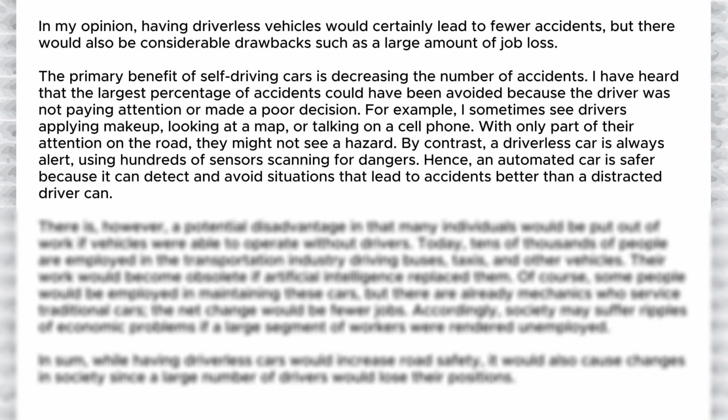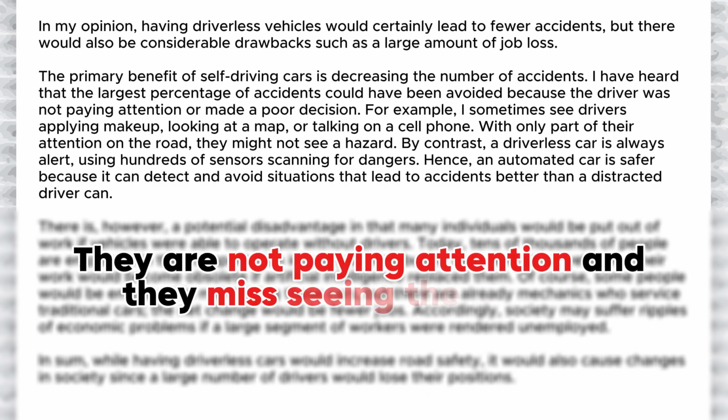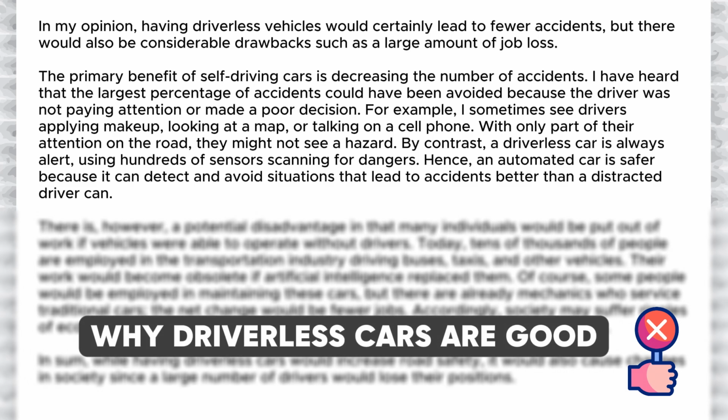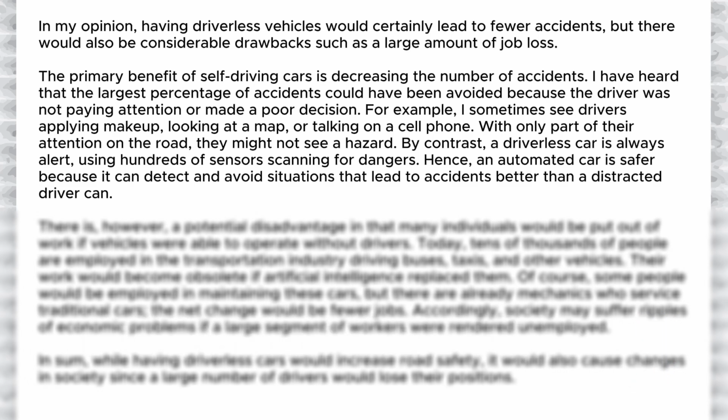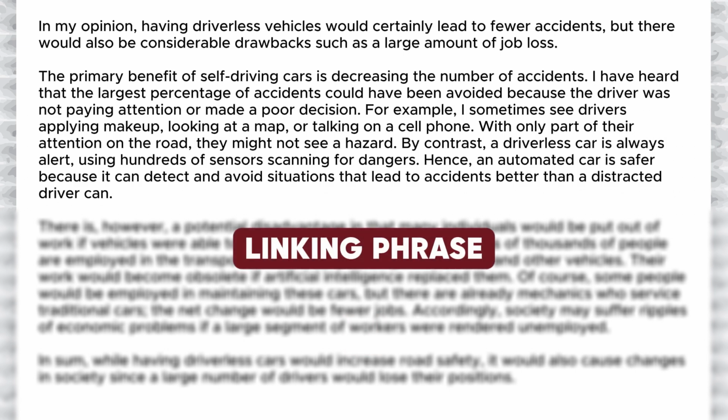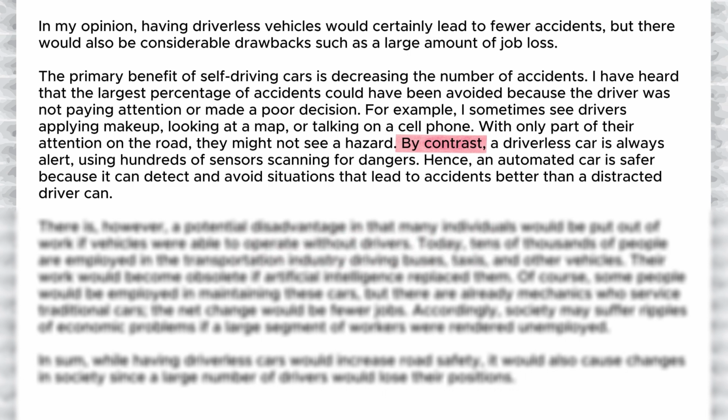Now the reader can see why people are a danger. They are not paying attention and they miss seeing the problem. However, this is not enough of a paragraph because I've not shown why driverless cars are good. I've only shown why people are bad. So I use a new linking phrase, "by contrast", in the next sentence to show that the cars are very different. By contrast, a driverless car is always alert, using hundreds of sensors scanning for dangers.